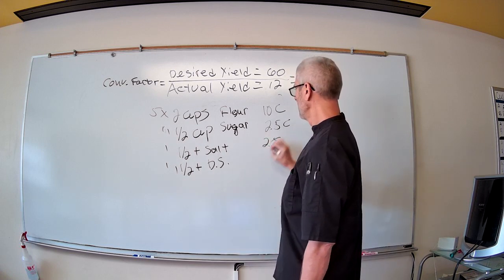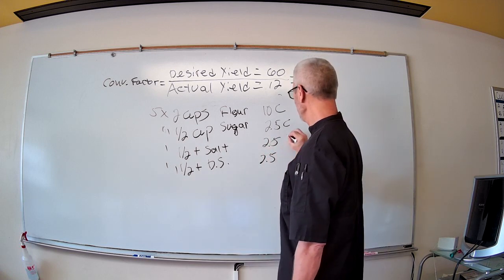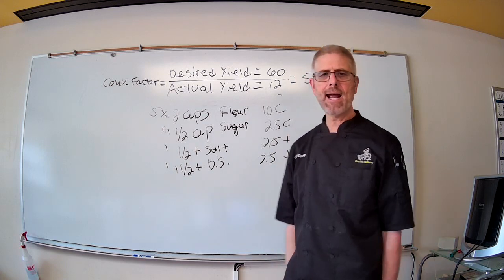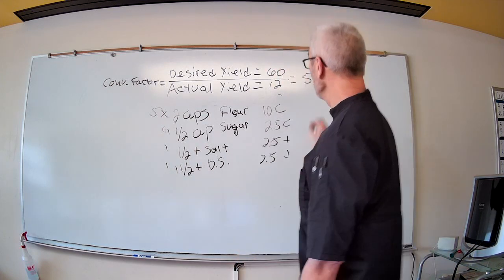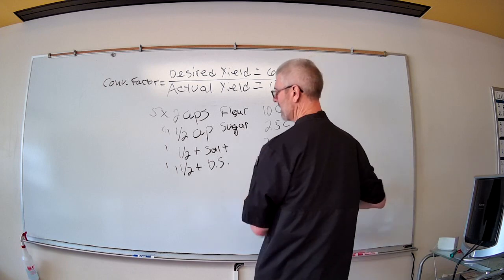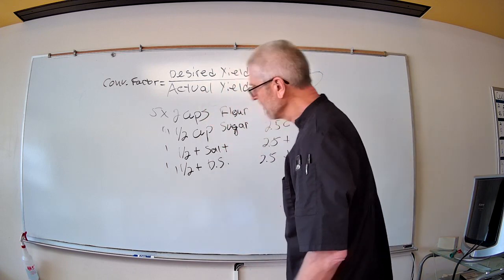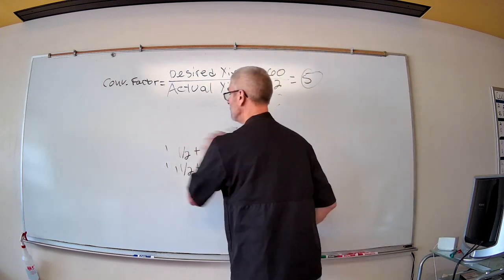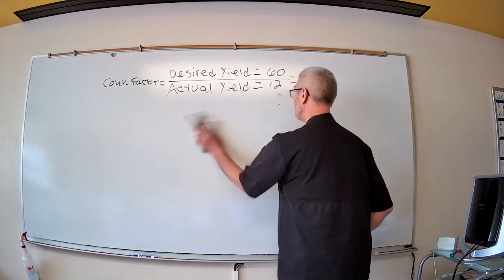2.5 teaspoons of salt. 2.5 teaspoons of baking powder. Does that make sense? Okay. So this conversion factor is huge. It allows us to go ahead and convert our recipes. Now, why is that important to you?